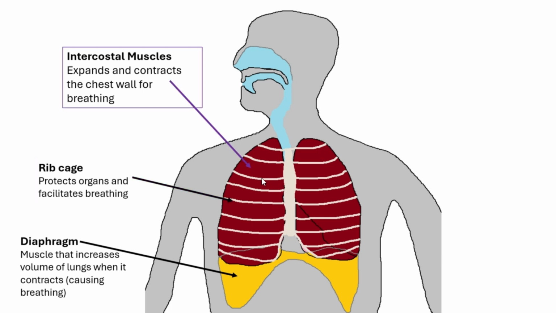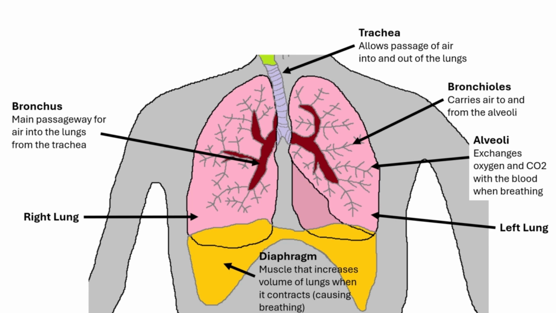The intercostal muscles connect to the ribs, and they aid in breathing by moving the chest wall when contracting, which changes the volume of the lungs similar to how the diaphragm functions. However, it should be noted that the diaphragm is still considered the main muscle used in breathing. Now let's look at the respiratory tract that's inside of the rib cage. The lungs are organs that take in and expel air so that gases can be exchanged within the blood.